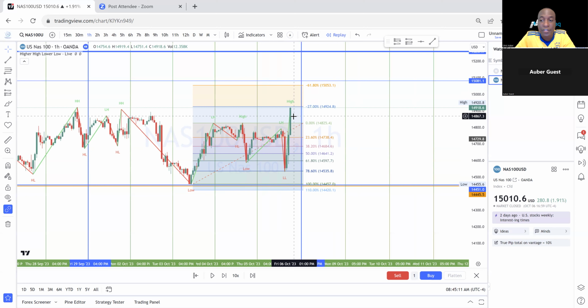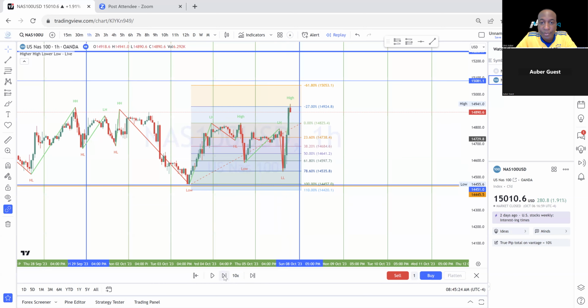So I'm not disputing the fact that the price is in a downtrend. We're not disputing that fact. However, in order for you to take the sell, you must wait for the right setup. And that is what I did last week. All right, let's look at where the move finished.